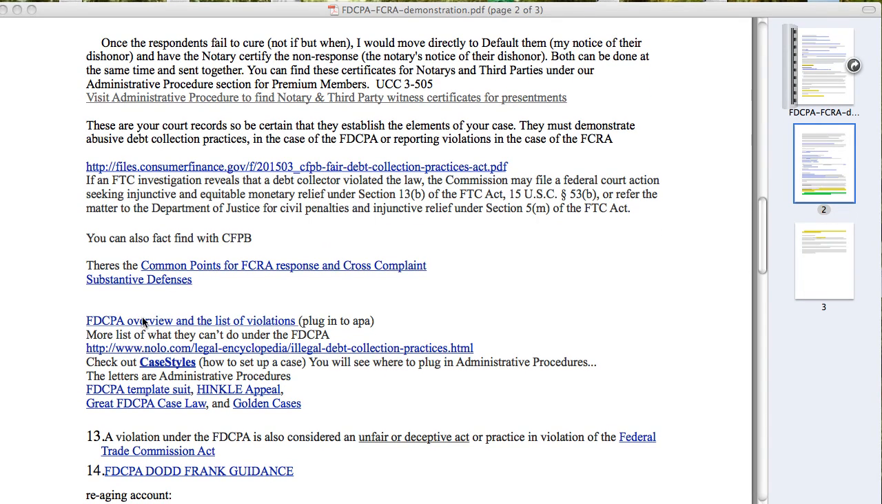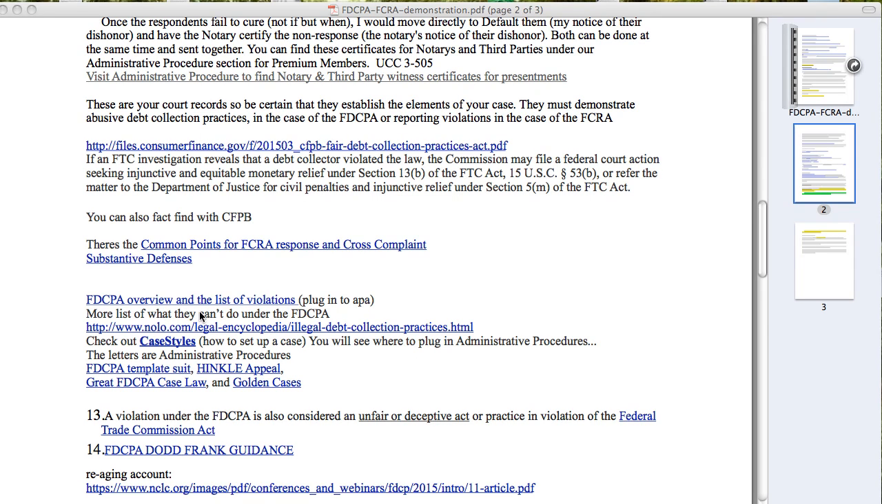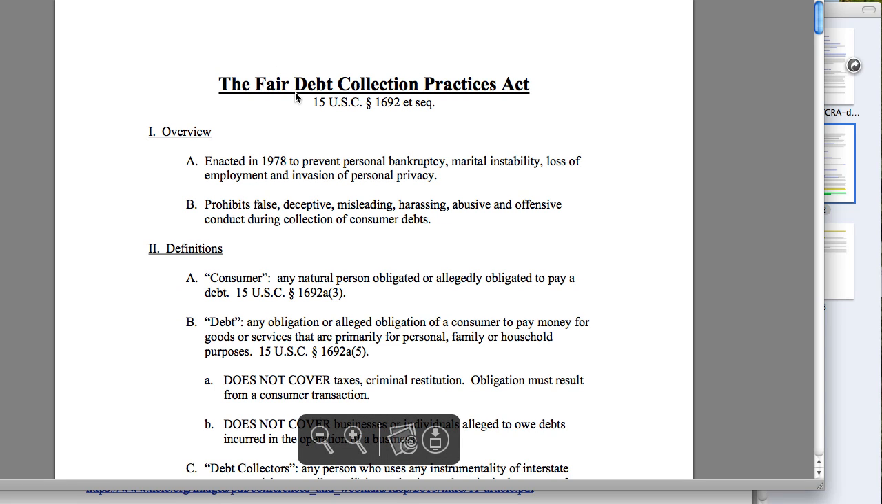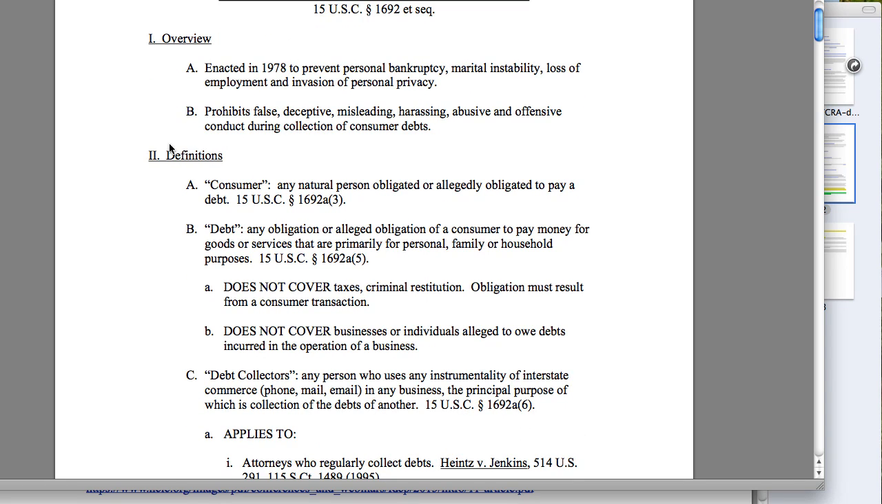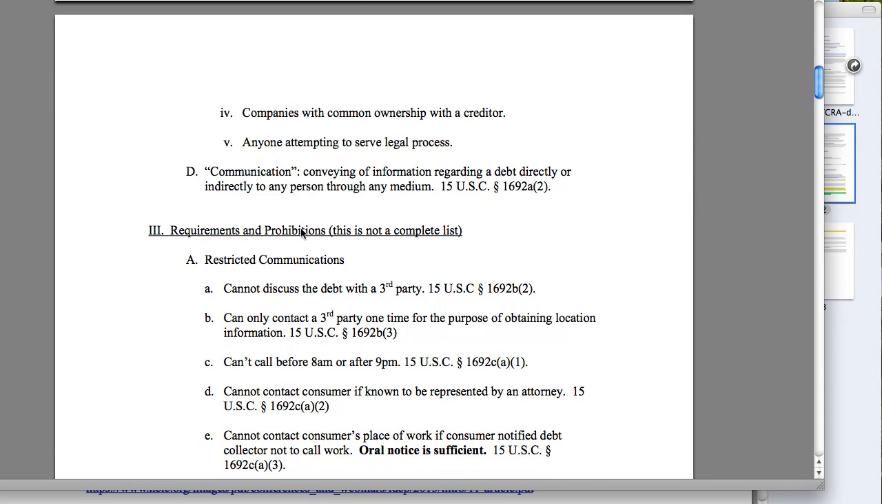So these are more good things to check out. Look at this. This is a list of what they can and can't do under the FDCPA. That's in here for the FCRA too, but let's just click this right here. FDCPA Overview and Violations. You want to know this. Fair Debt Collection Practices Act. Look at these PDFs. Definitions, overview. Everything is laid out. Requirements and prohibitions.